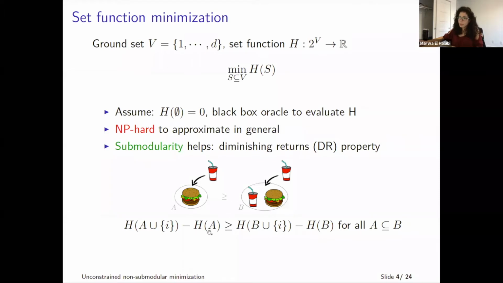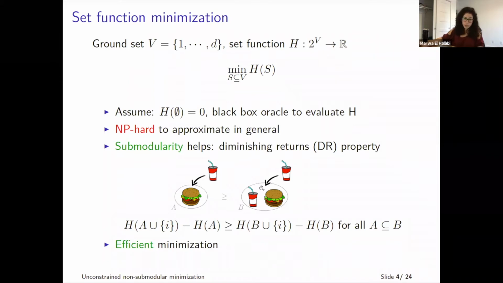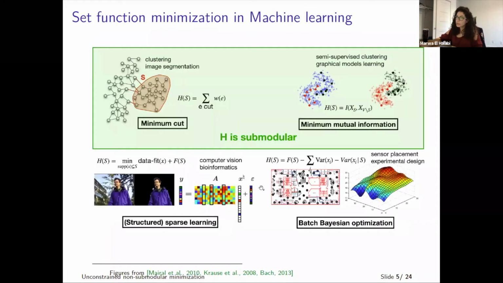And the nice thing about this property is that it actually enables us to solve this problem exactly in polynomial time. So there are actually several algorithms that have been proposed in the literature to solve this problem either exactly or up to arbitrary accuracy. There are both flavors of algorithms. And indeed, a lot of the set function optimization problems that we encounter in machine learning are indeed submodular. But in this talk, I will be interested in cases where this is not the case.